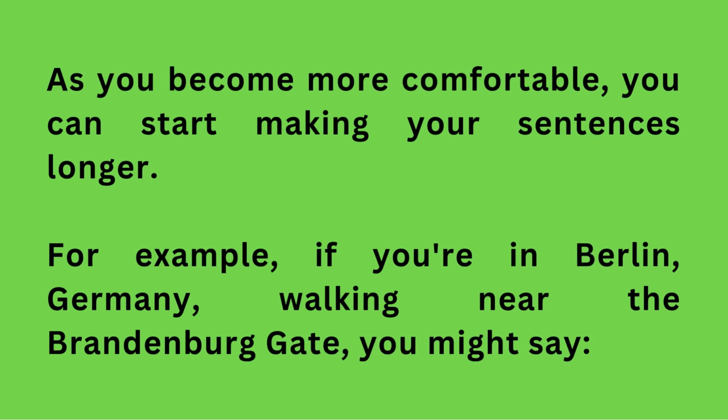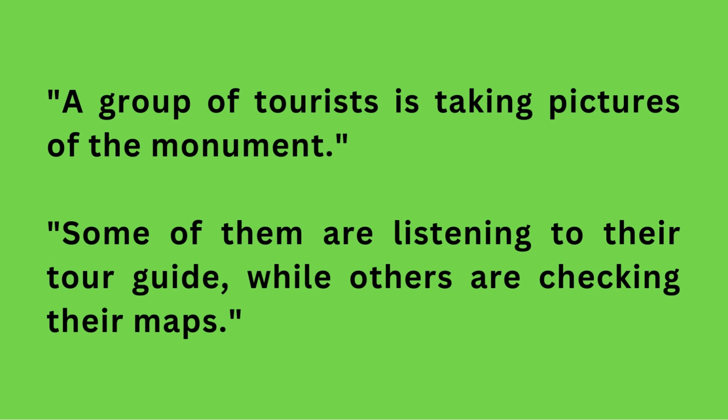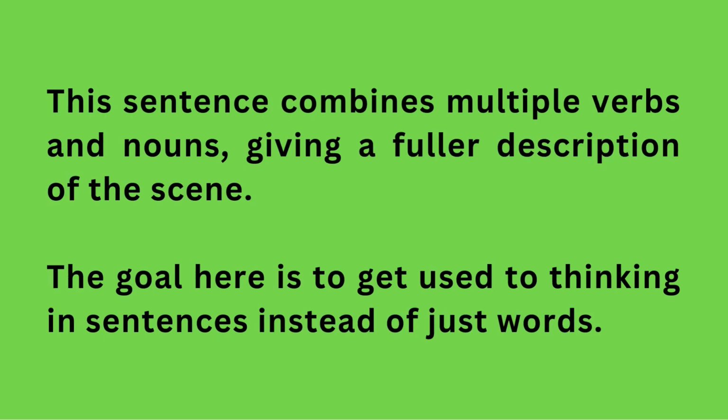As you become more comfortable, you can start making your sentences longer. For example, if you're in Berlin, Germany, walking near the Brandenburg Gate, you might say, "A group of tourists is taking pictures of the monument. Some of them are listening to their tour guide while others are checking their maps." This sentence combines multiple verbs and nouns, giving a fuller description of the scene.